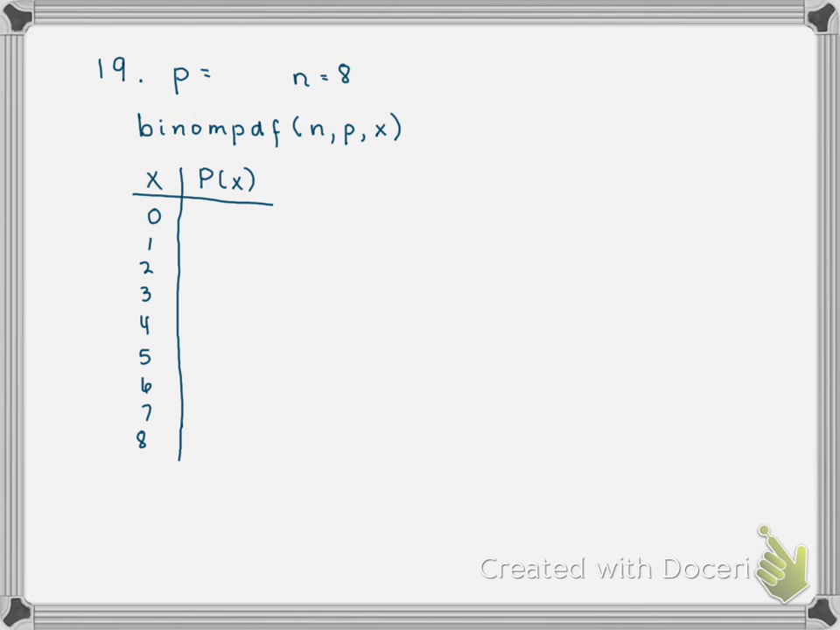Number 19 says 56% of men do not look forward to going clothes shopping for themselves. You randomly select 8 men. So we're looking to find the probability that the number of men who do not look forward to going clothes shopping. That is our p-value. So that is going to go in as 0.56, and we've chosen 8 men. That is our n value.